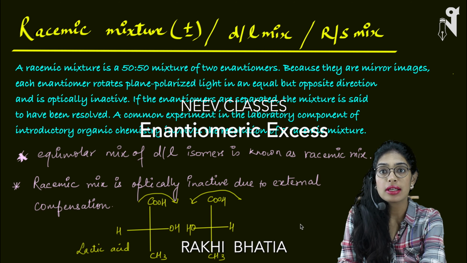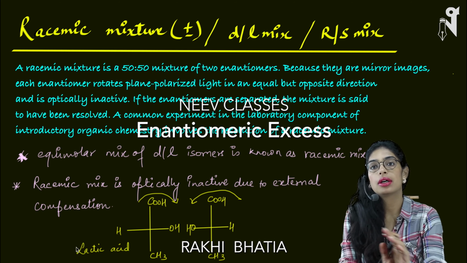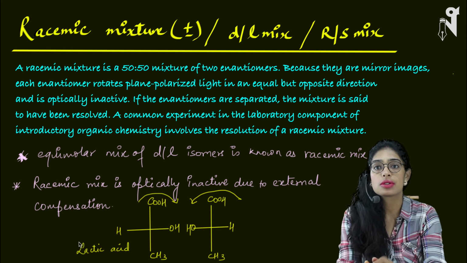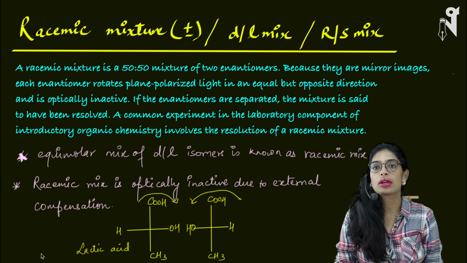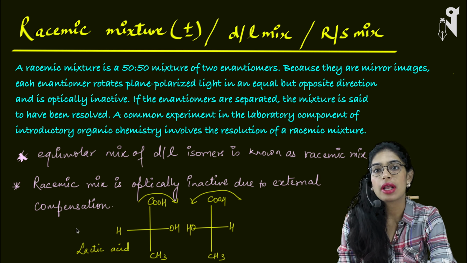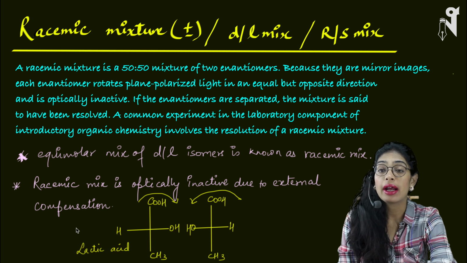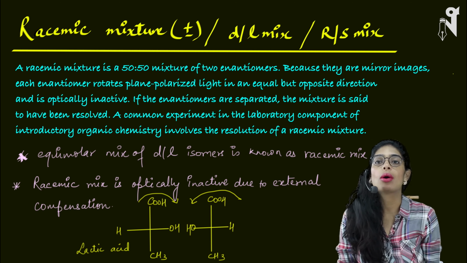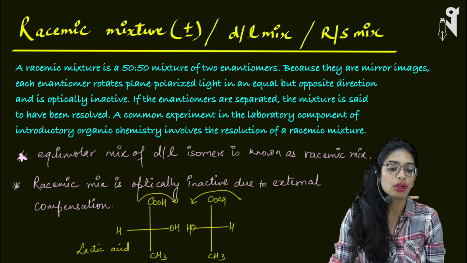Hello everyone. In the last class we discussed D and L configuration, and how to find the number of stereoisomers for a compound. Today we'll be talking about a few small topics which are left, like racemic mixture, polarimeter calculations, and alternate axis of symmetry. After this we'll be done with optical isomerism. So let's see what we are starting with.